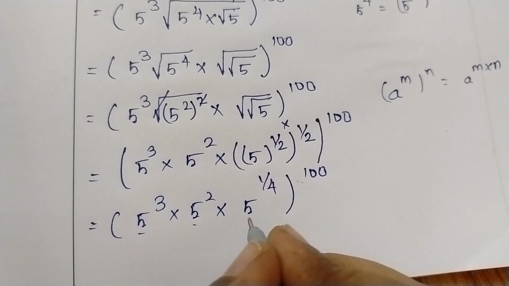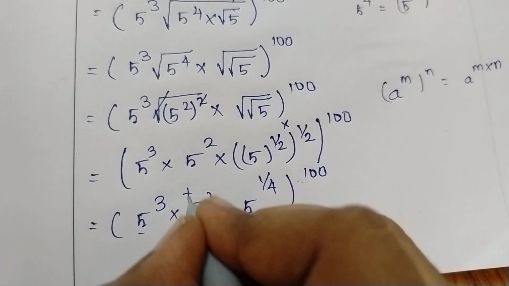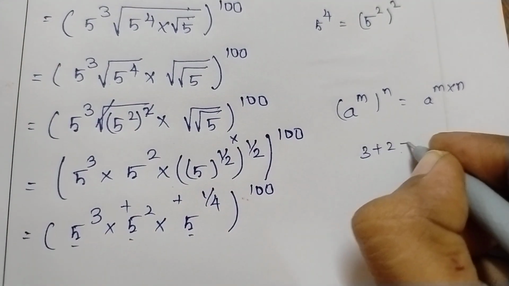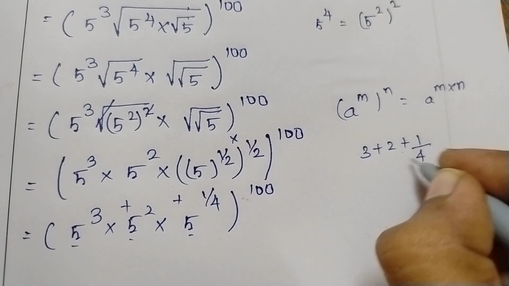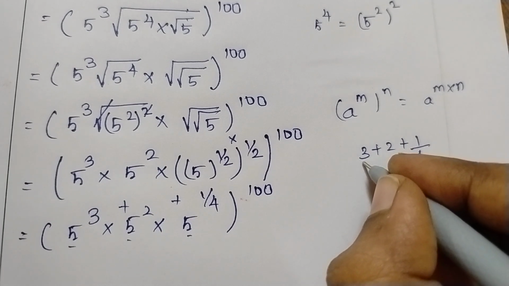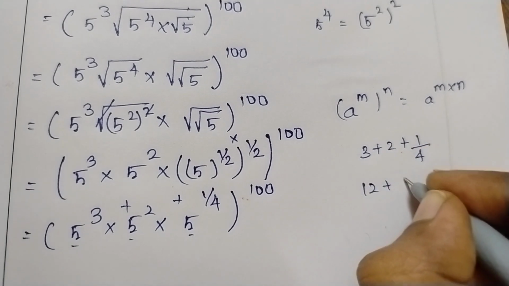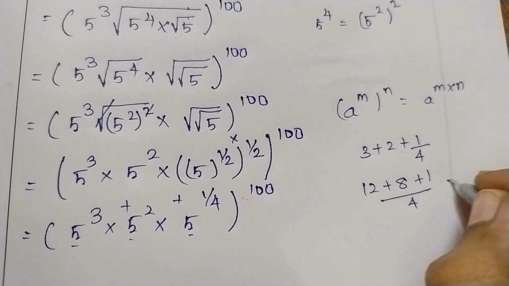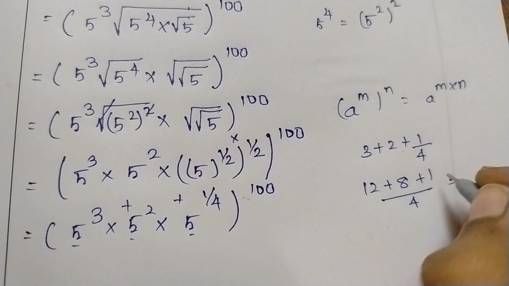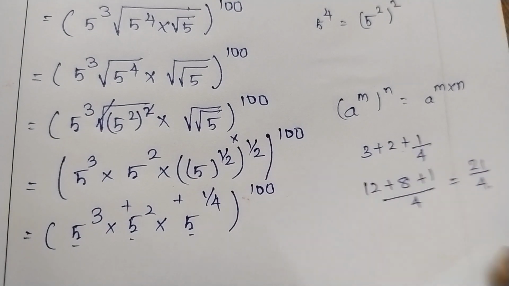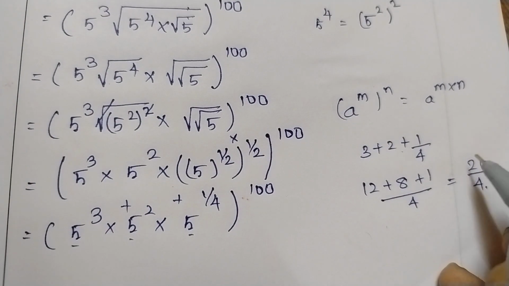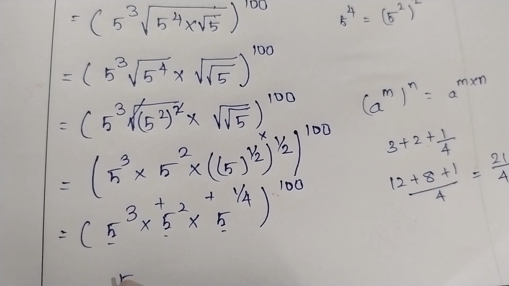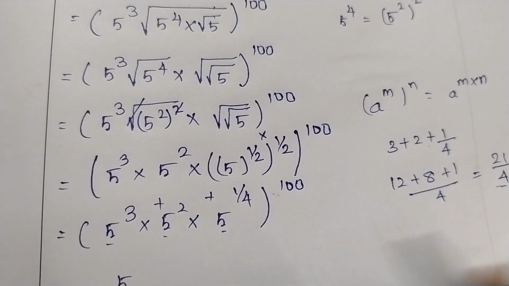If the base is the same, in multiplication the powers get added. So we need to add all those powers. If we add like this, take LCM: 4 3s are 12, 4 2s are 8, plus 1 by 4. If we add everything, we get 21 by 4. So just apply this value in the power. Therefore this becomes 5 power what? 21 by 4.